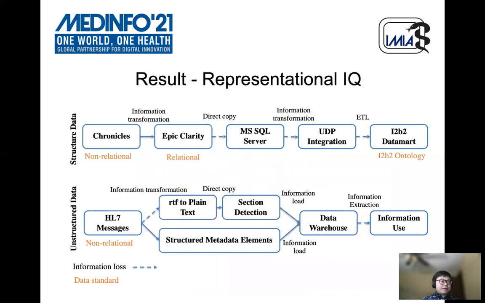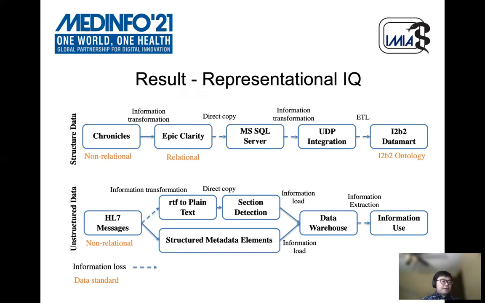This slide summarizes two types of ETL process based on the case study implementation. The ETL process for structured data involves information transformation from non-relational to relational database, direct copy of information to create a duplicate research mart, and a complete ETL process. We identified that the amount of information loss is lower if the information transformation happens between two databases that were originally developed by the same vendor or share the same data standards, such as Chronicles and Epic Clarity.